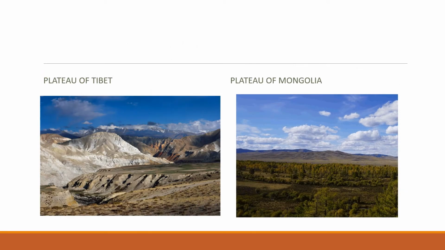Plateau of Tibet and Plateau of Mongolia are its examples. Here we can see that these two plateaus are surrounded with mountain ranges from all four sides. These are the best examples of intermontane plateaus.